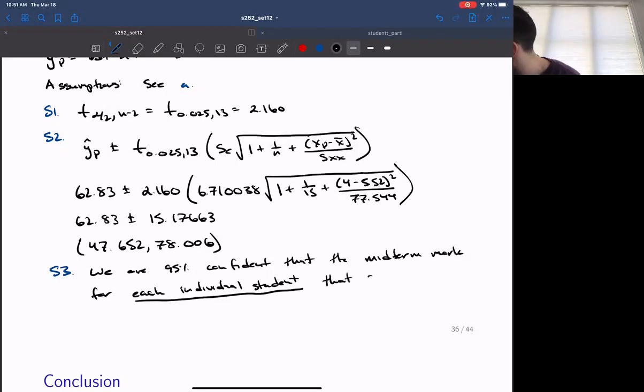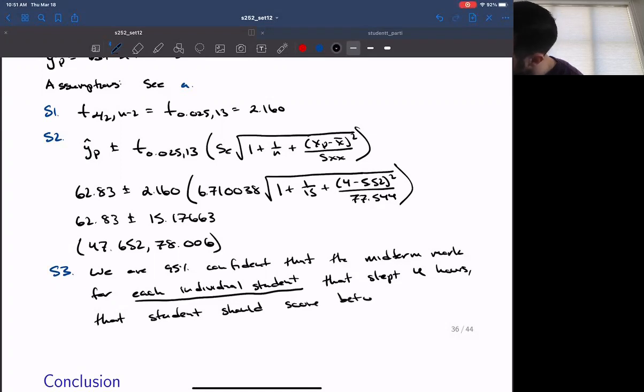So for each individual student that slept 4 hours, that student should score between 47.652 and 78.006%.